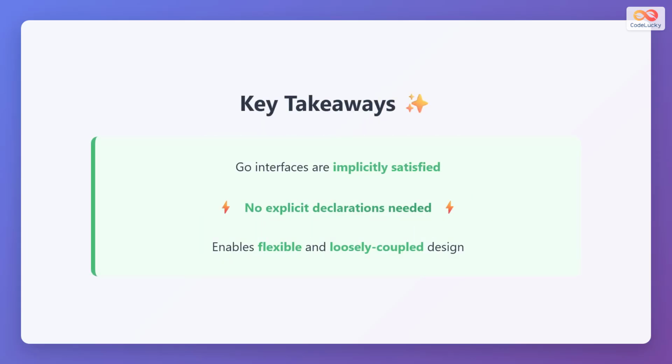Here are the key takeaways from this discussion. Go interfaces are implicitly satisfied, so no explicit declarations are needed. This enables flexible and loosely coupled design.